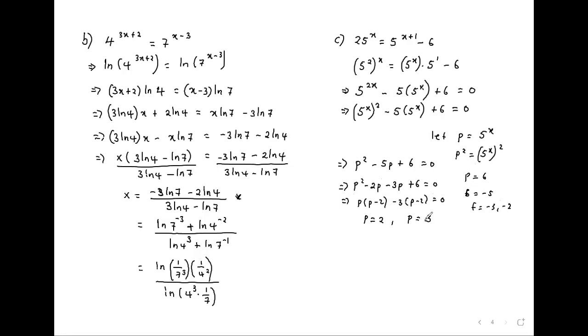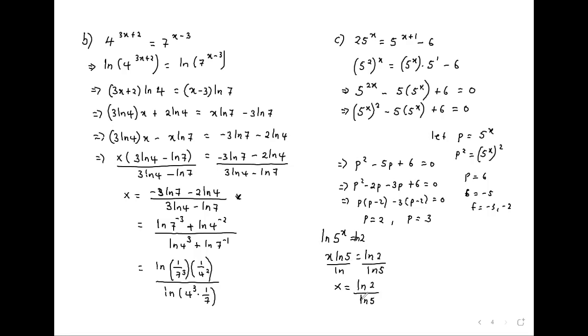Then we go back to what p is. p is 5 to the power x, which is equal to 2. We're looking for x. So if we apply ln both sides, x will go down and remain with ln 5 is equal to ln 2. Divide by ln 5, divide by ln 5. So x is equal to ln 2 over ln 5.